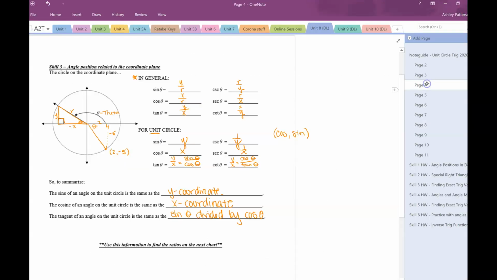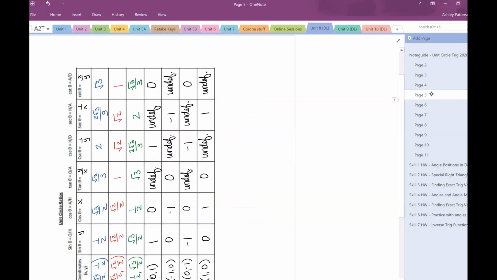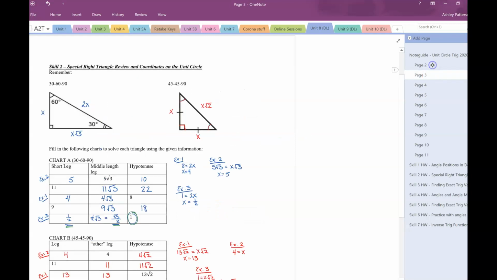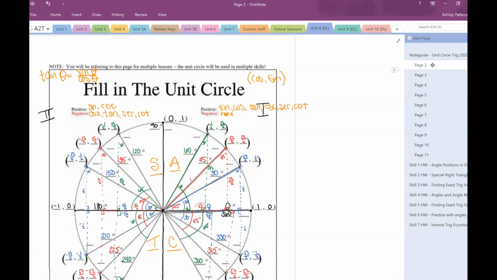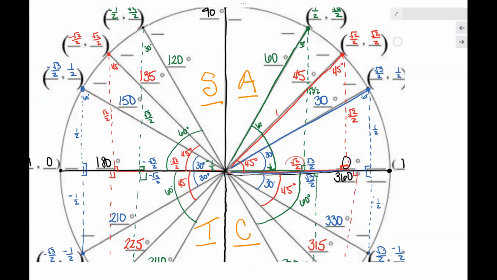So I believe it's page 4. Nope. 5. Nope. 3. Nope. I don't have any idea what's going on with my unit circle.